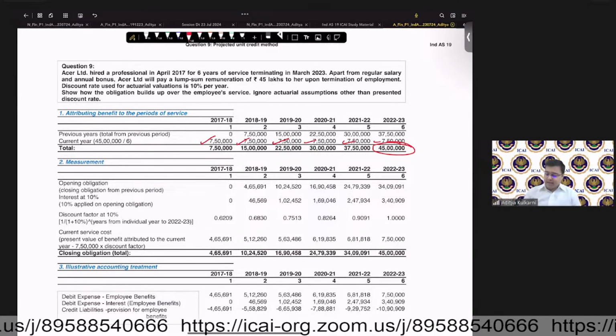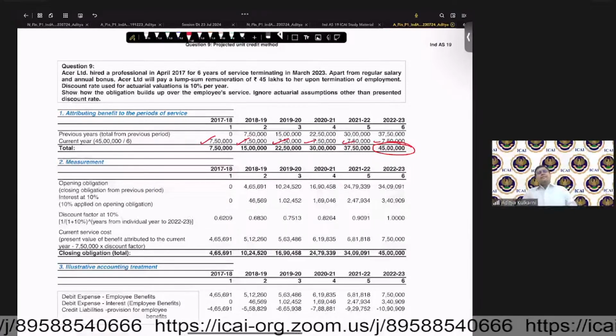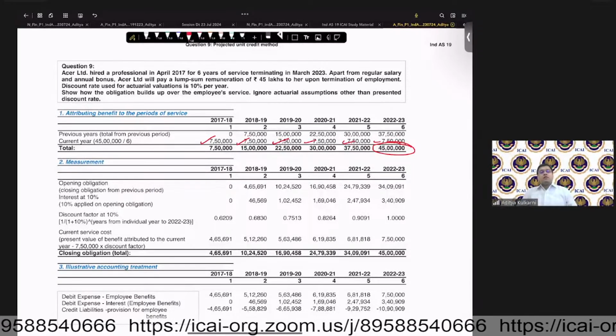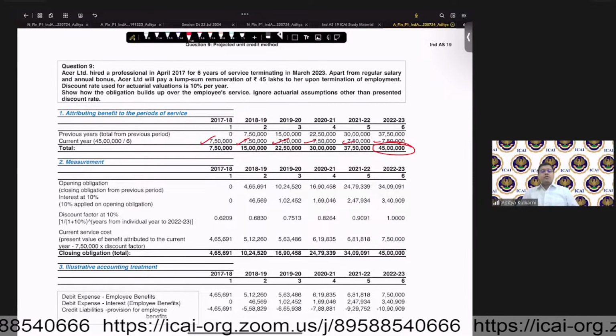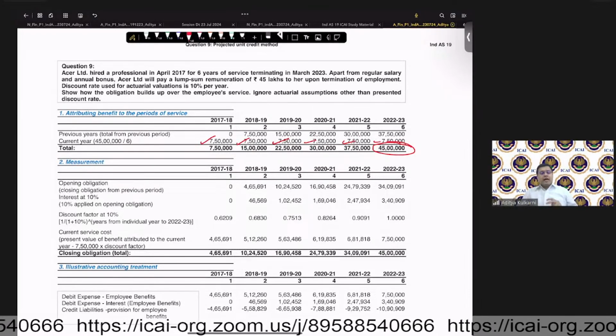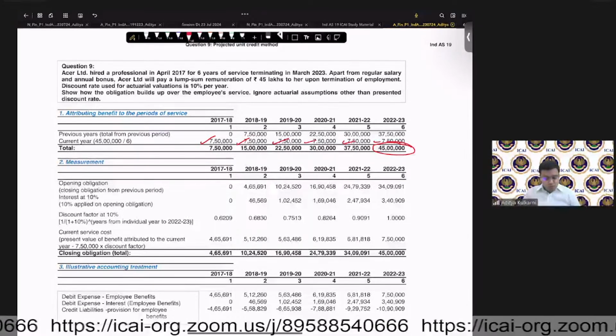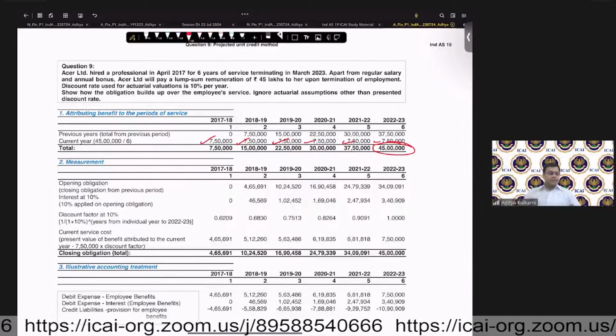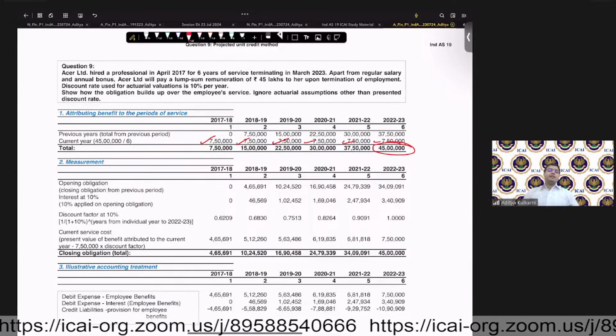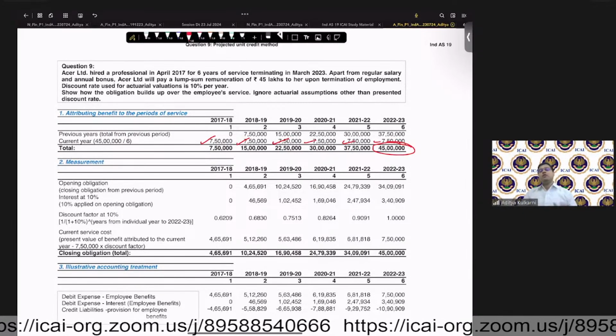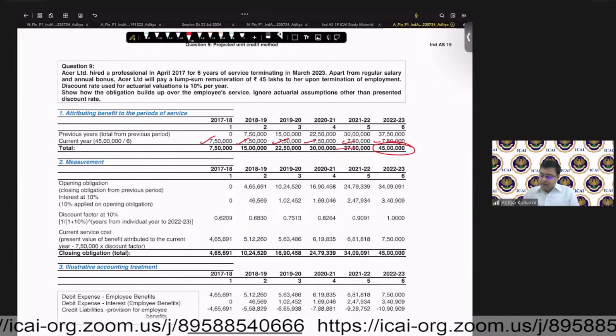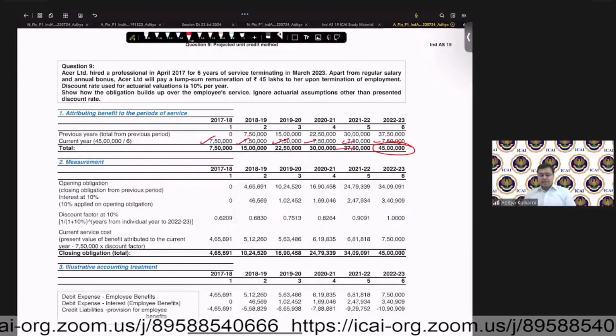Okay, let us proceed. So 7,50,000 per year is going to be the unit. So the employee works for 1 year, 7,50,000. Second year, 7,50,000 into 2, 15 lakhs. Third year, 22,50,000. So it keeps building up until it reaches 45 lakhs.